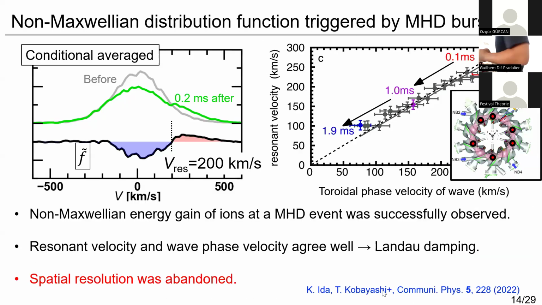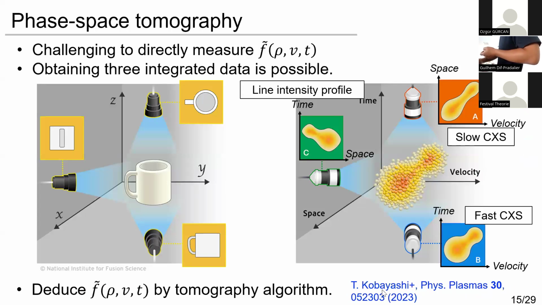So this is very good, but we abandoned the spatial resolution instead of the time resolution. So we need to somehow improve this situation. So we apply the phase space tomography to resolve this. As I said, it's very challenging to measure the F2 component as a function of log D as a single diagnostic. However, obtaining three integrated data is possible, as we have discussed in the previous slide. So by combining these different data, we try to deduce the original structure of F2.